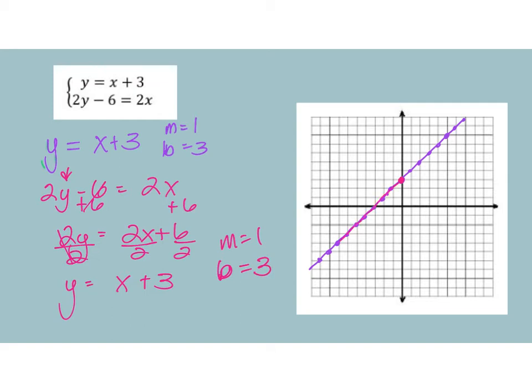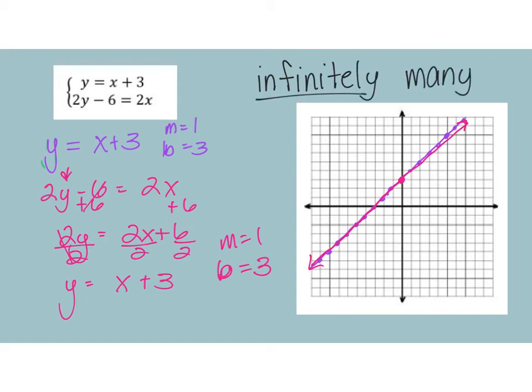So essentially, I'm going to be creating the same line on top of each other. In this case, because where they intersect is our solution, every single point on these lines is a solution. So we would say that in this case, we have many solutions. Basically, it's an infinite number of solutions because every point on that line is a solution. So let's look at another one.